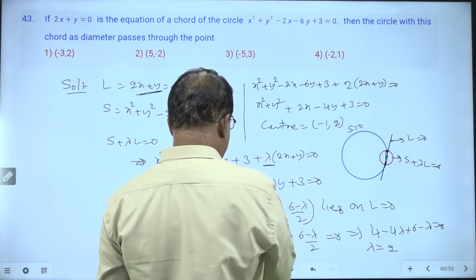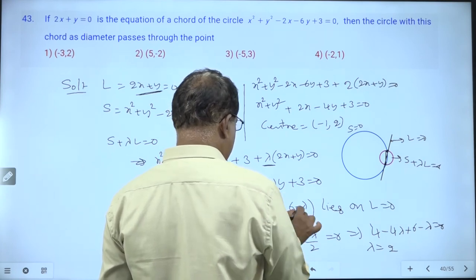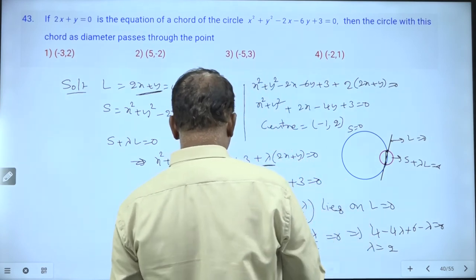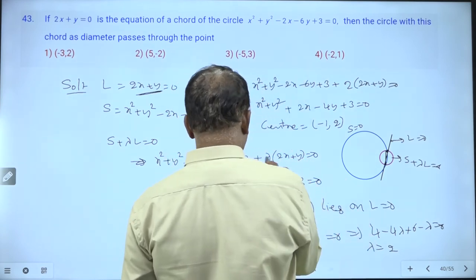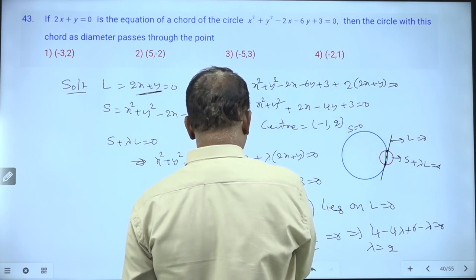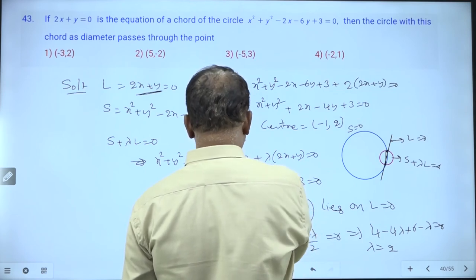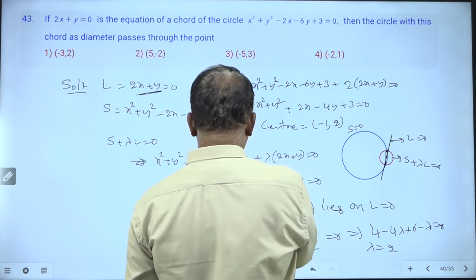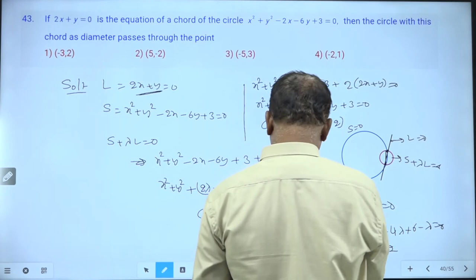Center (minus g, minus f) lies on L. Two lambda minus two of x, lambda minus six of y plus 3.